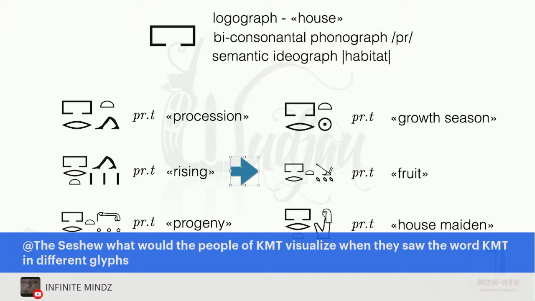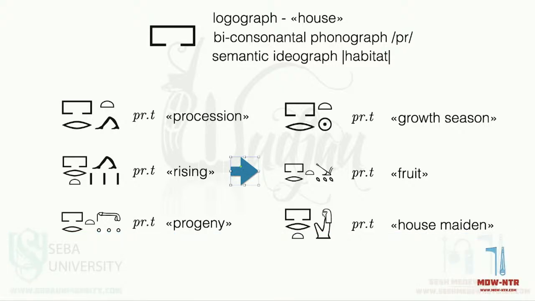So Infinite Minds, I said all of that to say that now when you look at your question, you're asking what would the people of Kemet visualize when they saw the word Kemet in different glyphs? So there is no such thing as the word Kemet. There are words that we would transliterate as KMT or Kemet. So the short answer is that they would visualize based on looking at the glyphs. And what would help them out is, of course, the context it is used in.